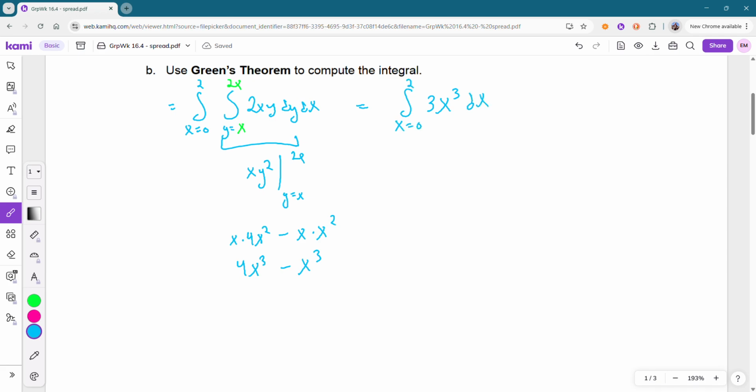Now we just need to integrate with respect to x. We're going to get 3x to the 4th over 4 as our antiderivative, evaluated from x equals 0 to 2. That's going to give us 3 times 16 over 4 minus 0, and that boils down to 3 times 4, which is 12.